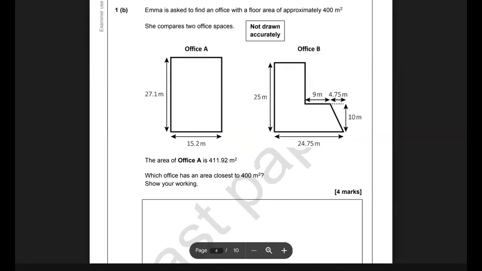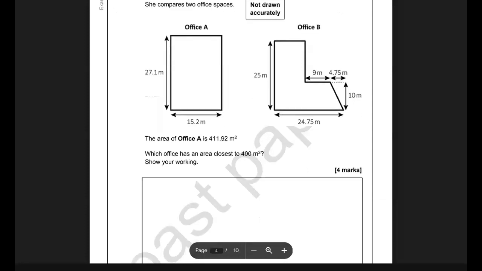Ima is asked to find an office with a floor approximately 400 meters squared. She compares two office spaces. Office A is 27.1 by 15.2. Office B is a trapezium and a rectangle combined. The area of office A is 411.92. Which office has the closest area to 400?